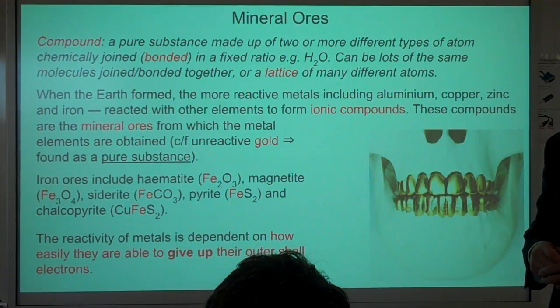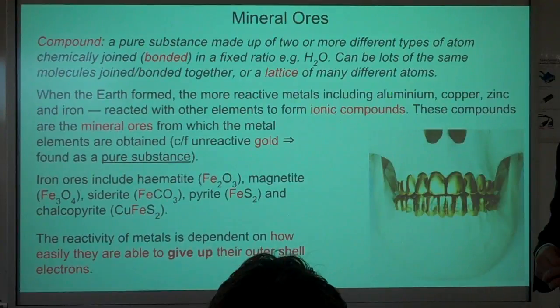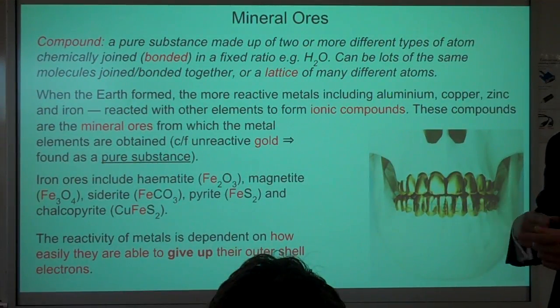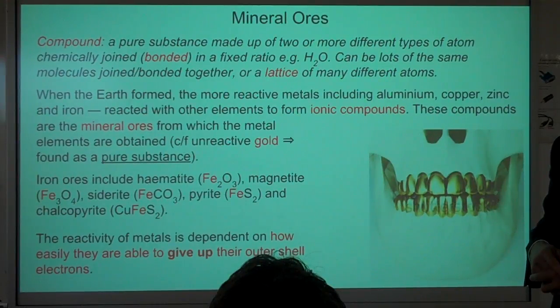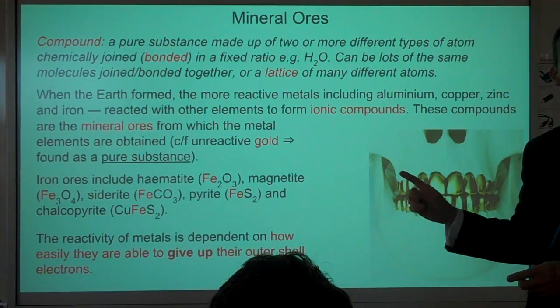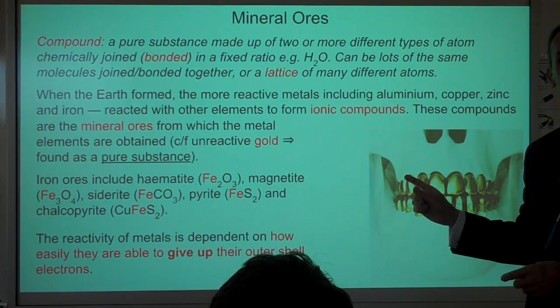Yes? So when you say give up their valence electrons, like actually give up, like in ionic bonding? Yeah, so there could be ionic bonding forming and things like that. So metals will often donate electrons. Yeah. Okay, now, any other questions about this?